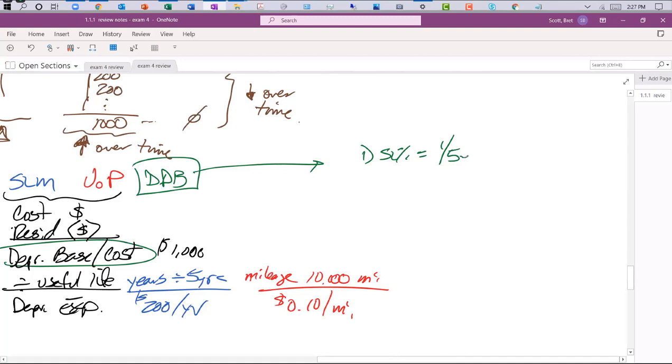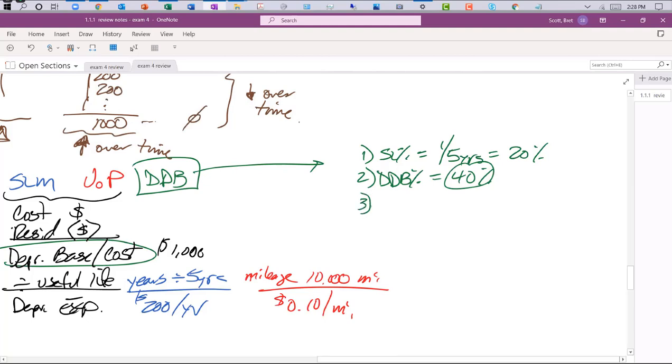So if we have 5 years of useful life, that means the straight line rate is 20%. And then under the double declining balance rate, it's just double that. So it's going to be 40% in this case. I think this is usually on the exam: 40% is the double declining balance rate on most of them. It's either between 20 or 40%, the DDB.